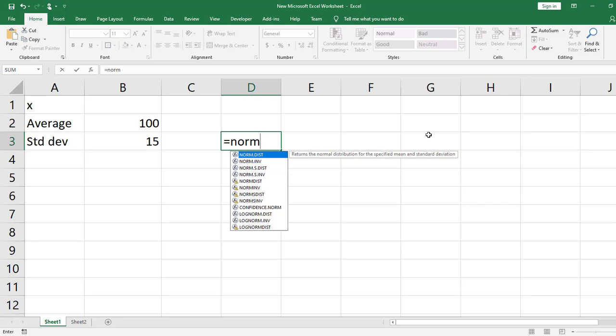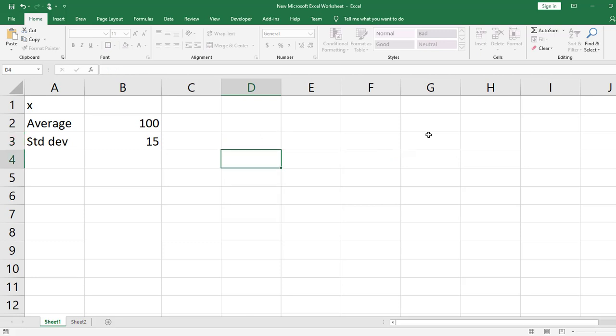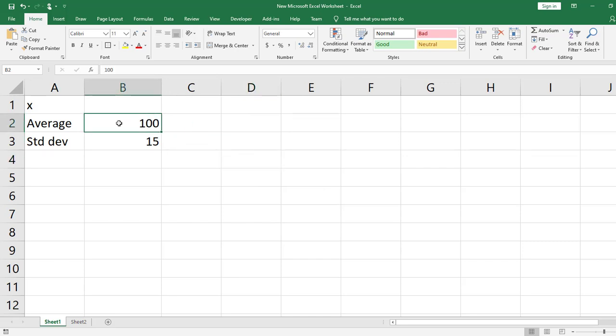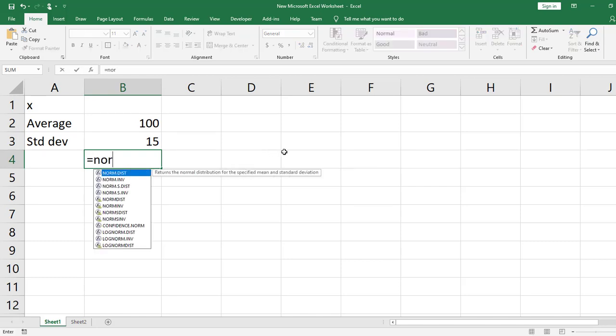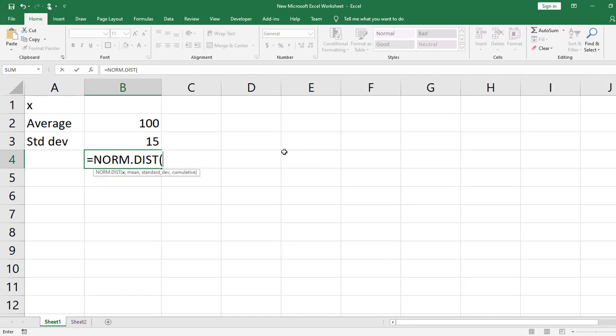Let's imagine I was curious about intelligence. Intelligence, as measured by IQ, has an average of 100 and a standard deviation of 15. And I'm curious what percent of people have exactly an average IQ. So I'm going to use the norm distribution function because we assume a normal distribution for IQ, and as you saw, it follows that. X is the value that you're evaluating.